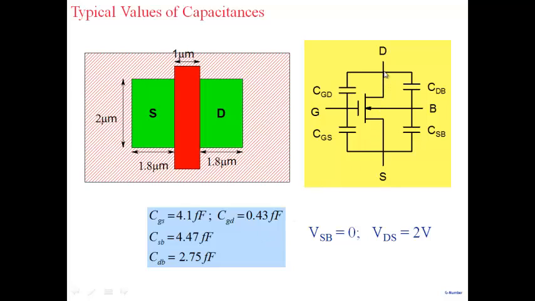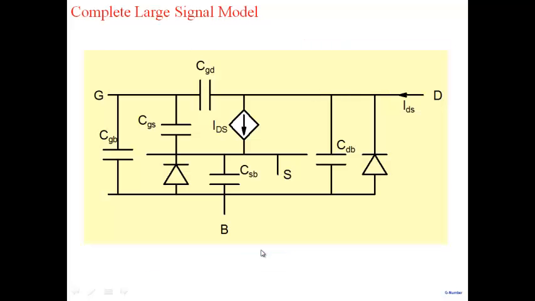Drain to body capacitance is an extremely important capacitance, because most of the time the output is taken at the drain, and right at the output you have a capacitance connected, which is 2.75 femtofarad. So it's a very important capacitance here. And so these are the typical values here.